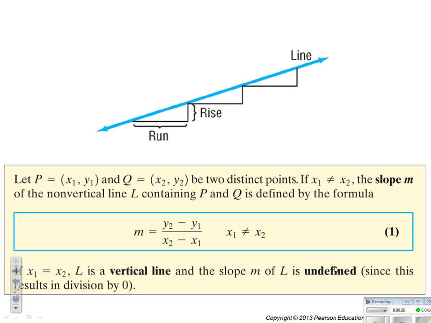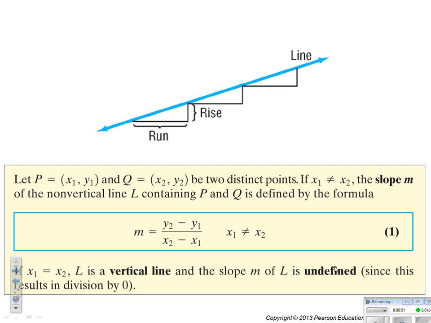Remember that slope is a rise over run. If you have P be your first point, it's x1, y1. Q is your second point, it's x2, y2. You've got to make sure that your x values are not the same, otherwise your slope is undefined.